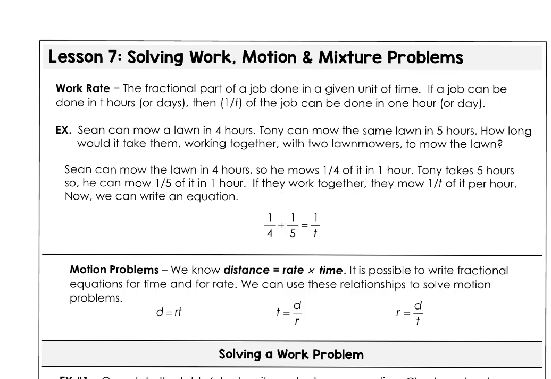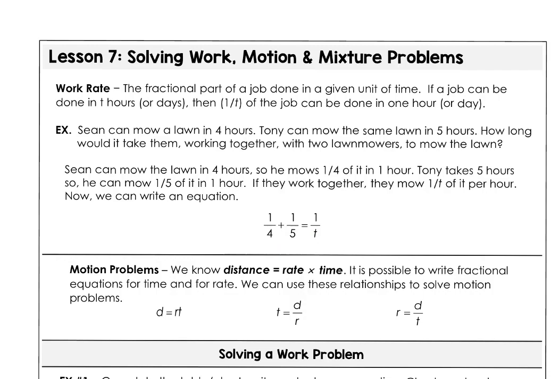If Sean can mow a lawn in 4 hours and Tony can mow the same lawn in 5 hours, we want to know how long it would take them working together with 2 lawn mowers to mow the lawn. So here you can see my equation is set up. If Sean can mow the lawn in 4 hours, he mows a fourth of it in 1 hour. And Tony takes 5 hours, so he can mow 1/5 of it in 1 hour. If they work together, they mow 1/t of the job per hour. Now we can write that equation.